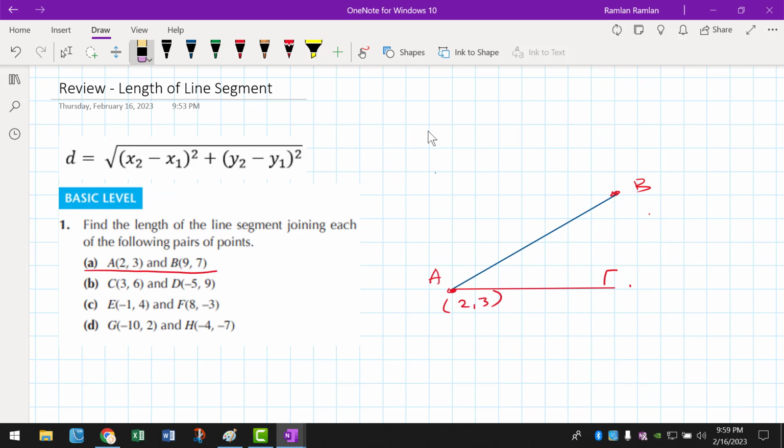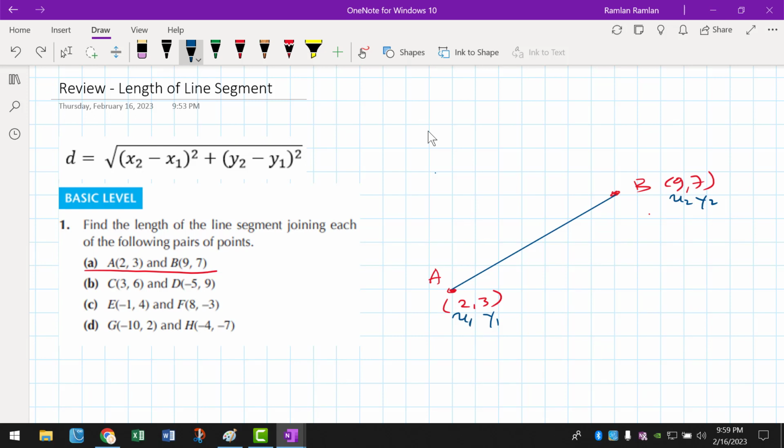Okay, so we know that point A is 2,3, and point B is 9,7. Let's name them first: x1 and y1, and x2 and y2. If you are using this as x1, this one must be y1. So you don't name this x1 and this y2. Don't do that. If this is x1 and y1, then this is x2 and y2. It doesn't really matter, actually. If you choose this as x2 and y2, and this as x1 and y1, the result will be the same. For this case, I'm going to use x1 and y1 over here, and x2, y2 over there.